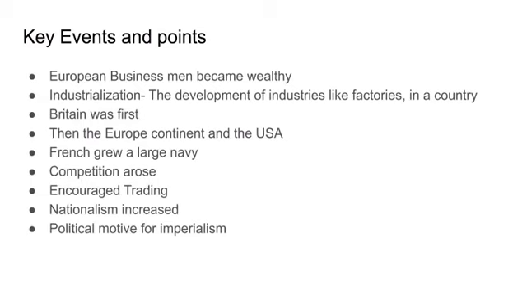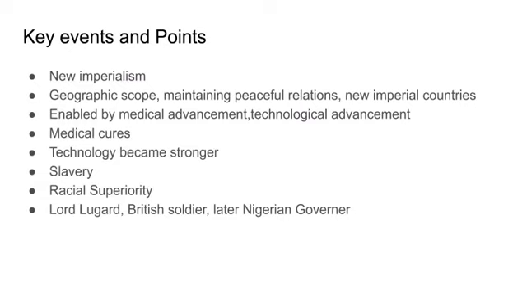We will now move on to Section B, the emergence of new imperialism. 1871 to 1914 experienced a wave of new imperialism. Imperialism was mostly focused in North and South America, while new imperialism went further into Asia and Africa. New imperialism was characterized by geographic scope, maintaining peaceful relations, and new imperial countries.